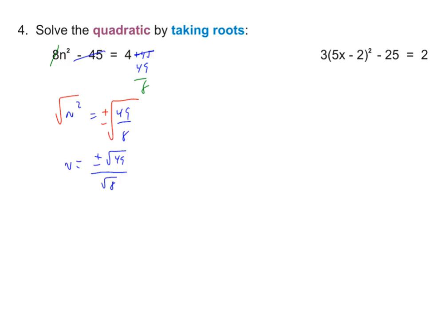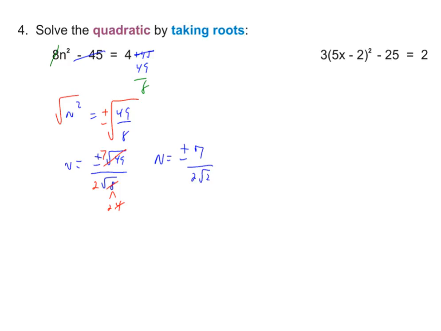Okay, I got to simplify now my radicals. Square root of 49 is a 7. But the square root of 8 is a 2 times 4, so that ends up being 2 times the square root of 2. All right, let me clear this up, show you where we're at. We're at n equals plus or minus 7 divided by 2 times the square root of 2.